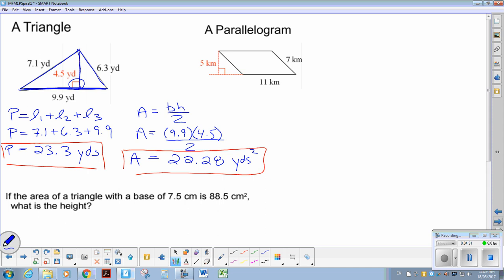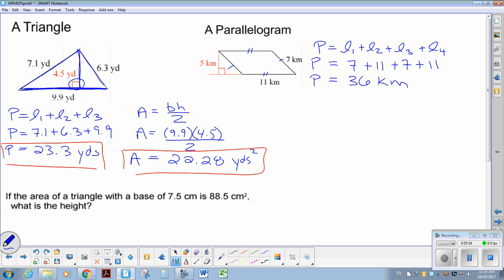Last is parallelogram. So perimeter, basically it's the distance around the outside. That's what the definition of perimeter is, right? So our 4 sides, just make sure you get them all. Because it's a parallelogram, we know that these 2 sides are equal, and these 2 sides are equal. So we'd have 7 plus 11 plus 7 plus 11. So we'd have 22 and 14, so we had an answer of 36 kilometers for our perimeter. So there is our perimeter for that shape.